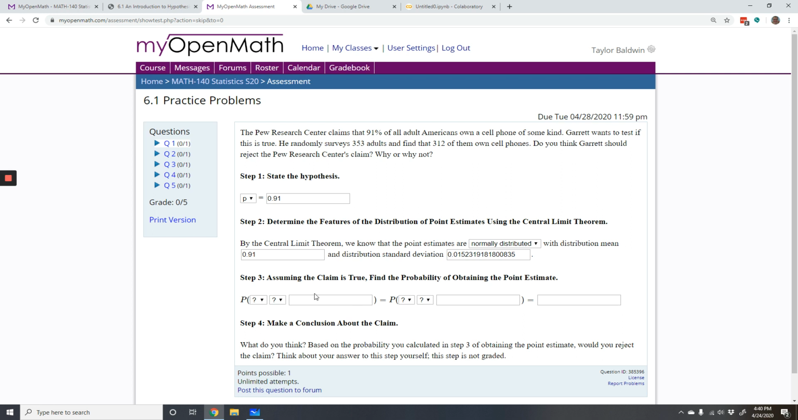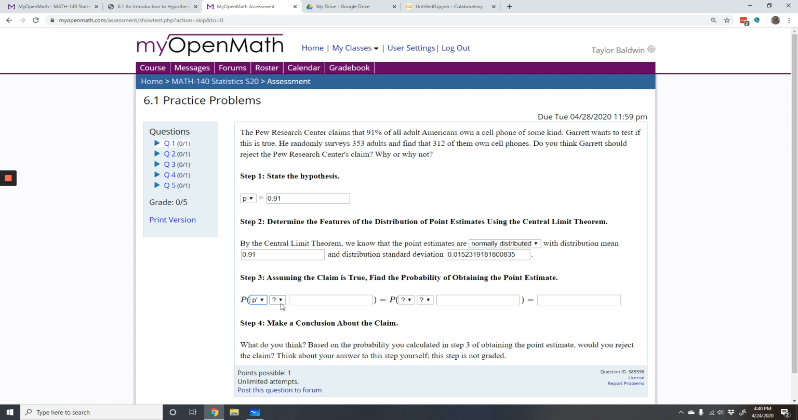Okay, so assuming the claim is true, find the probability of obtaining the point estimate. Since we are talking about population proportion, we want to know the likelihood that we get the sample proportion that we did, or something at least as extreme as that sample proportion. Okay, and now comes the inequality.